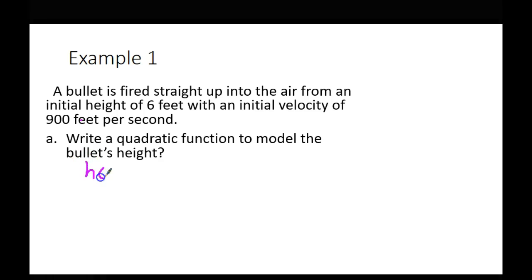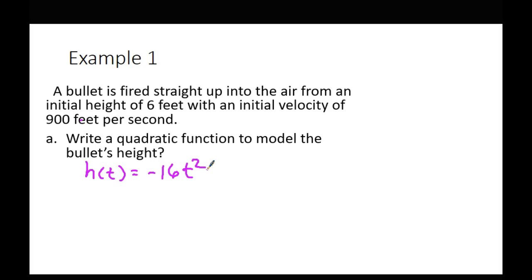So here we go. It's going to be h of t equals negative 16 t squared. The negative 16 will always be there, because on Earth, gravity never changes. So it's always going to be negative 16 feet per second per second. No matter what the question is, it's going to be the same. Two numbers will change, and I'll show you those two numbers in just a second. Now we're going to put our velocity in there.